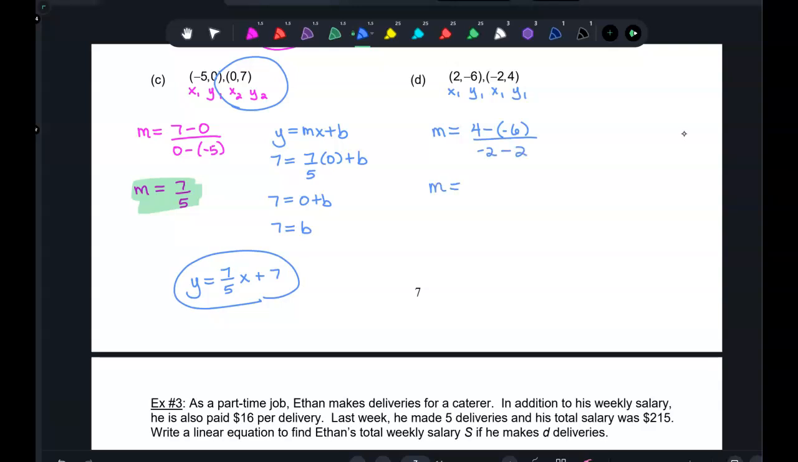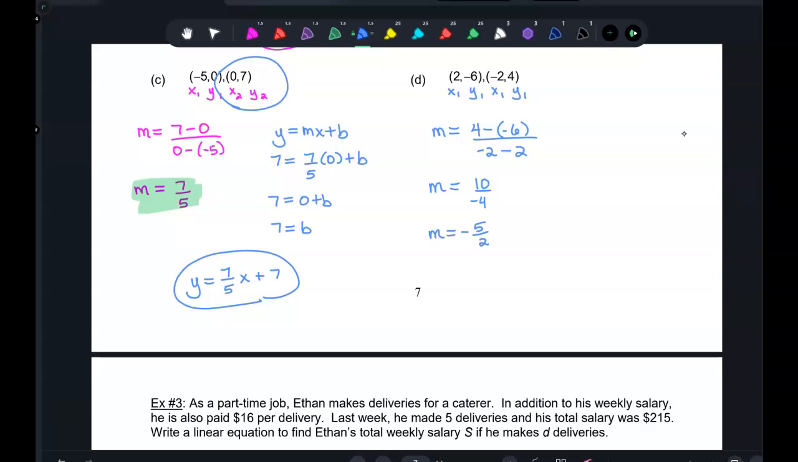Negative 2 minus 2. Okay, once you get the slope, I can confirm. Alright, what you got here, will you confirm? So what do I do for y2 minus y1? Wait, can you confirm one, please?